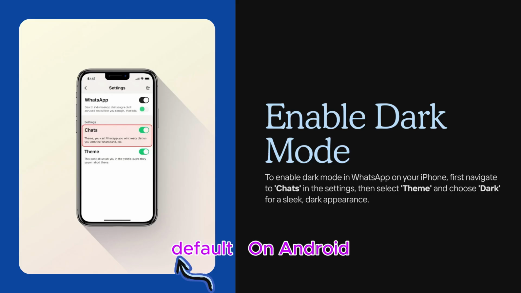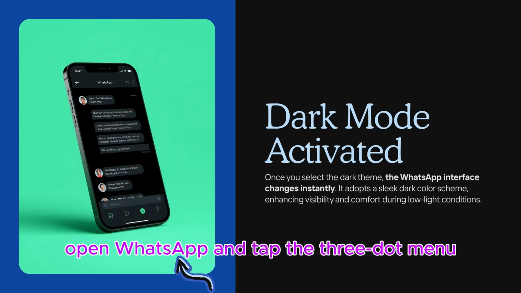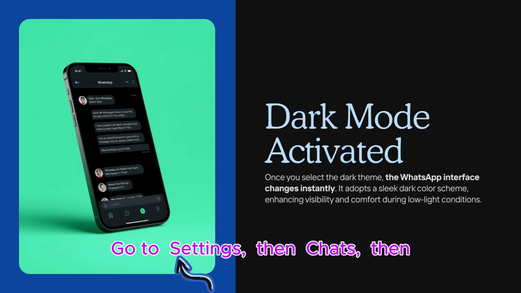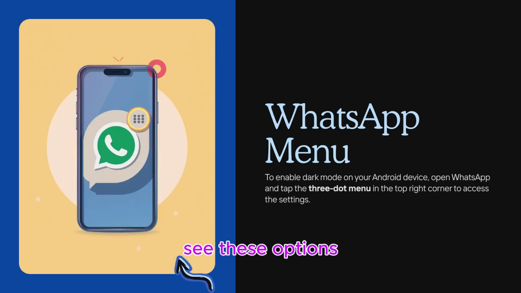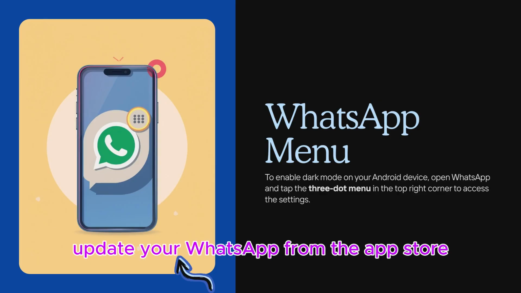On Android, open WhatsApp and tap the three-dot menu. Go to Settings, then Chats, then Theme. Choose Dark. For automatic switching, select System Default. If you don't see these options, update your WhatsApp from the App Store.